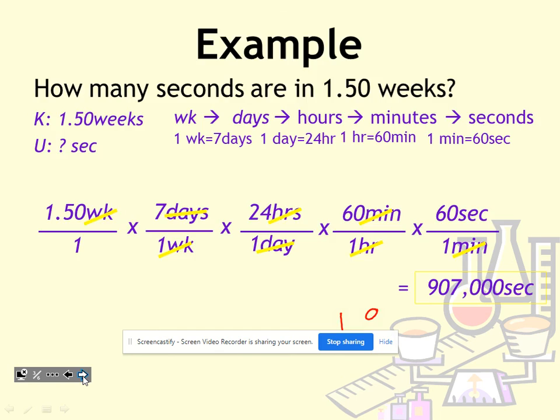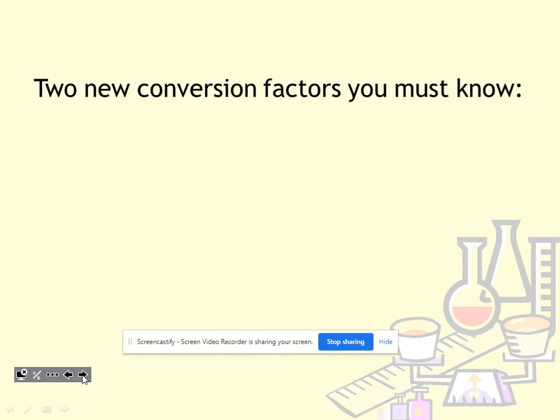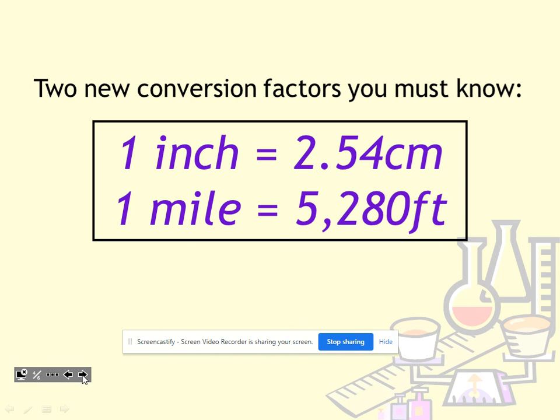All right, so these aren't too bad because they're usually used with units that we're more familiar with. So we don't have to worry about milli, centi, any of those. We might still use them, but you don't have to worry about them quite as much. So two new conversion factors you must know we're going to put in this box on page 25. 1 inch is equal to 2.54 centimeters. And 1 mile is equal to 5,280 feet.